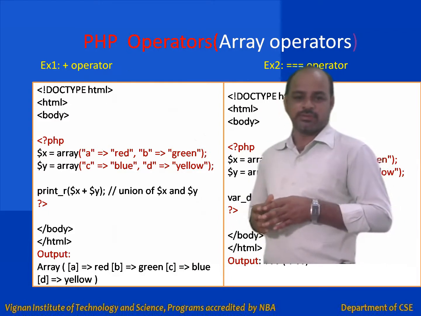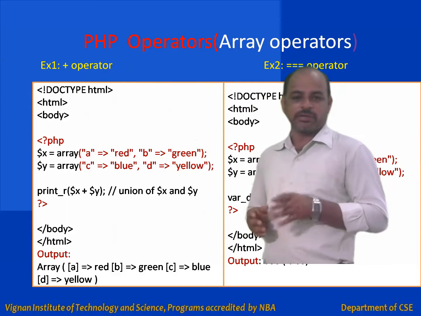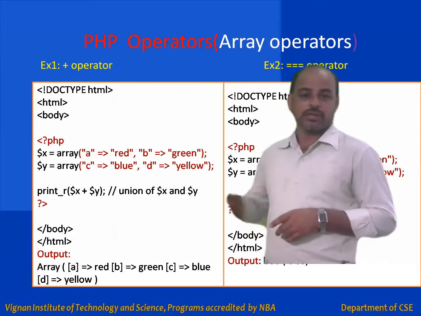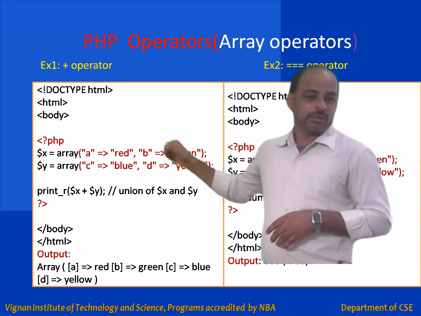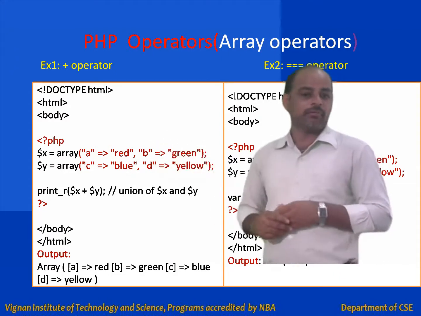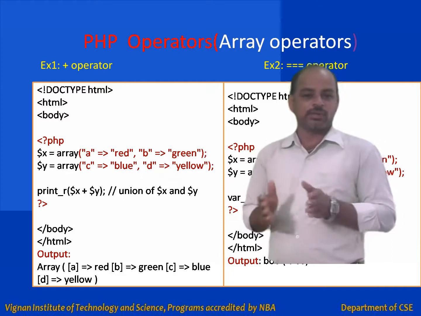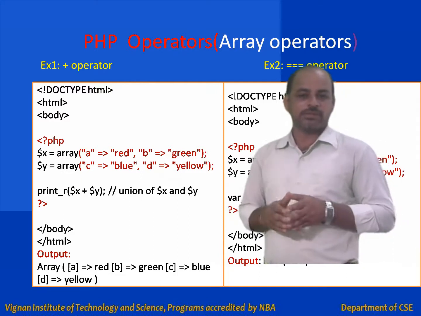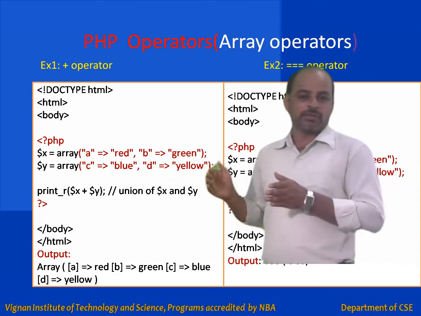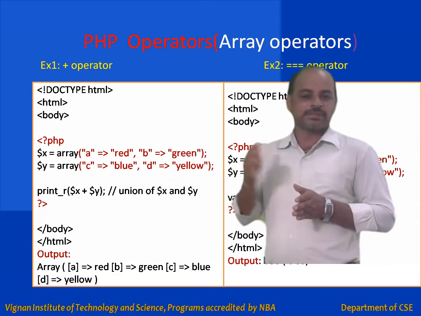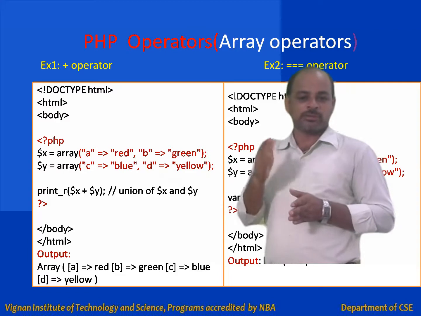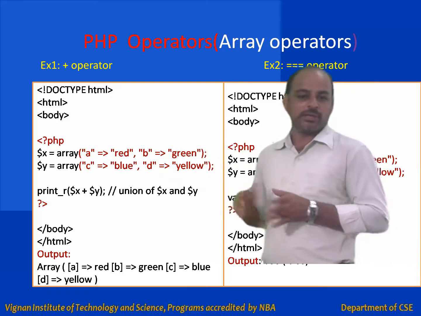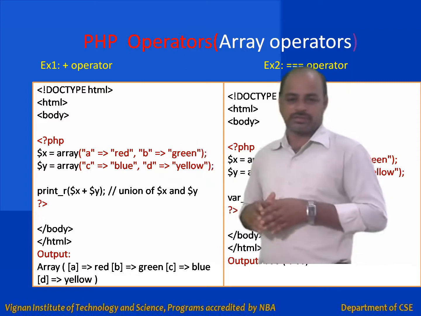So $x is equal to array of A equal to red and B equal to green. Here A and B are indexes and red and green are values. And $y equal to array, which has two elements, blue and yellow, and their indexes are C and D. So $y is equal to array of C equal to blue and D equal to yellow. C and D are indexes here, right?